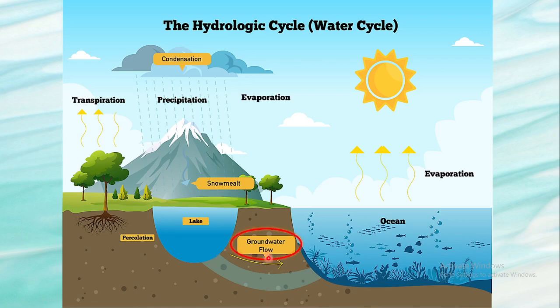When the ground absorbs the water, the groundwater flows into the oceans. It flows back into the ocean, or it may be adding to the groundwater. This is called infiltration.